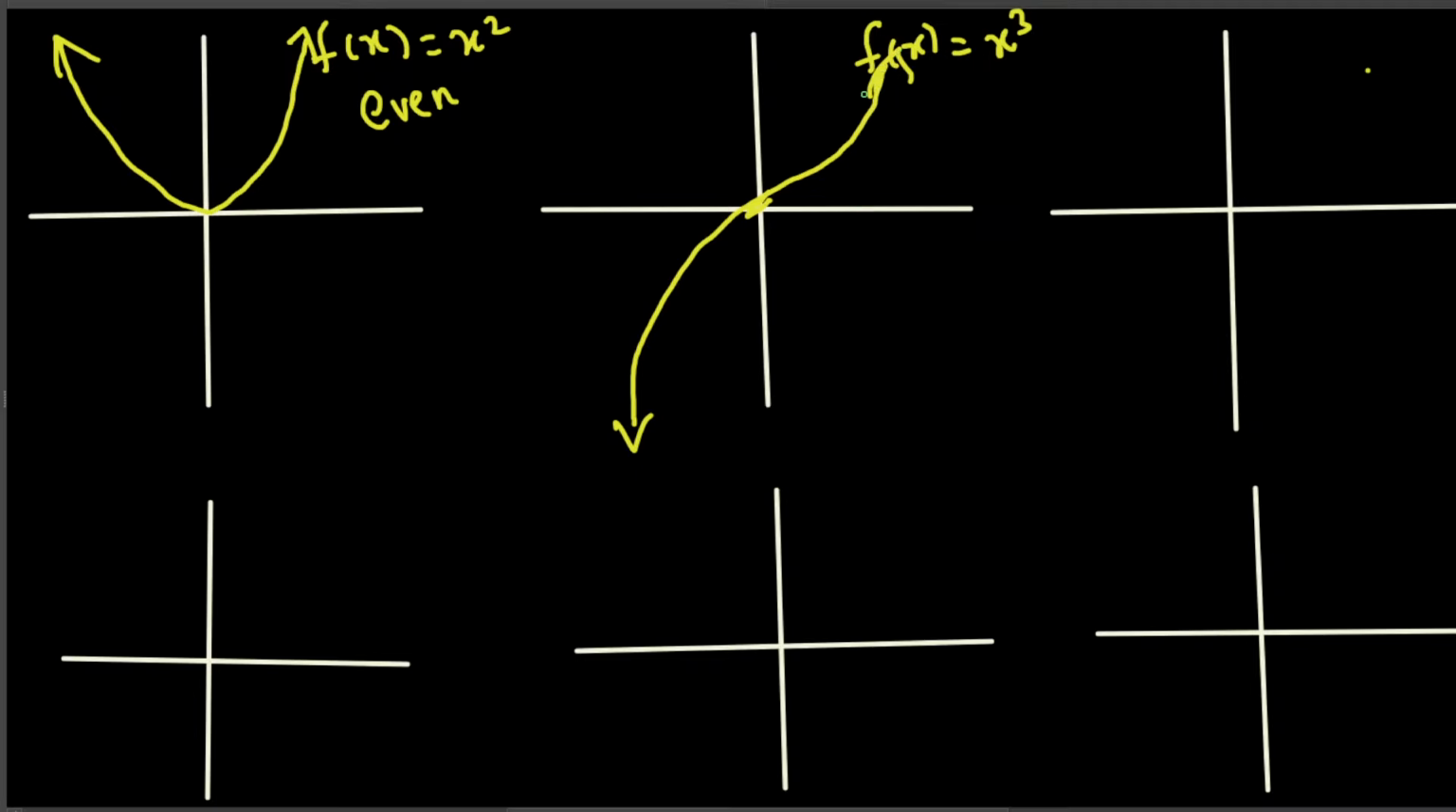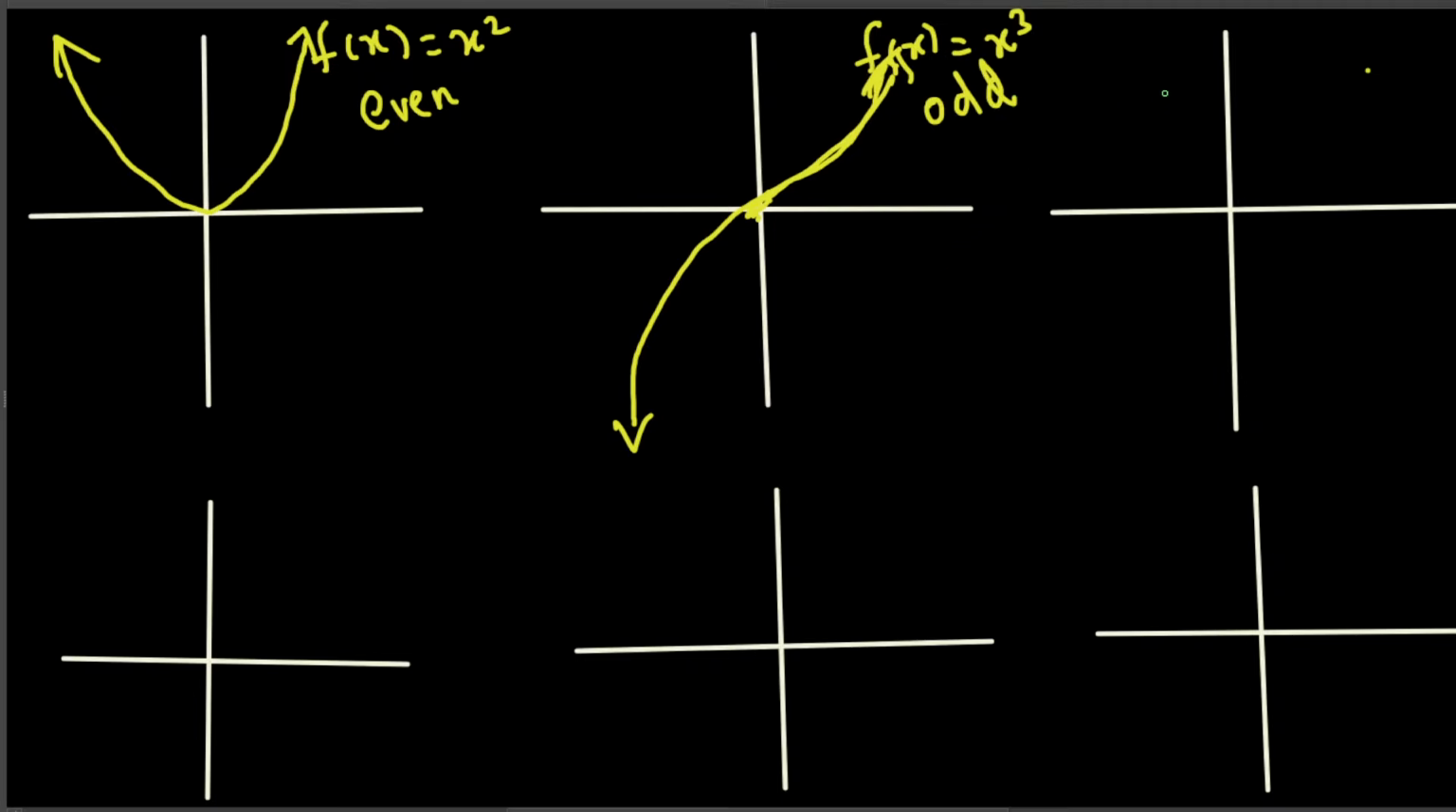So it's not symmetric around the y-axis, but it's symmetric around the origin, because if you take quadrant 1 and compare it with quadrant 3, it's actually the same. So that's why it's symmetric around the origin. If it's symmetric around the origin, it's an odd function.